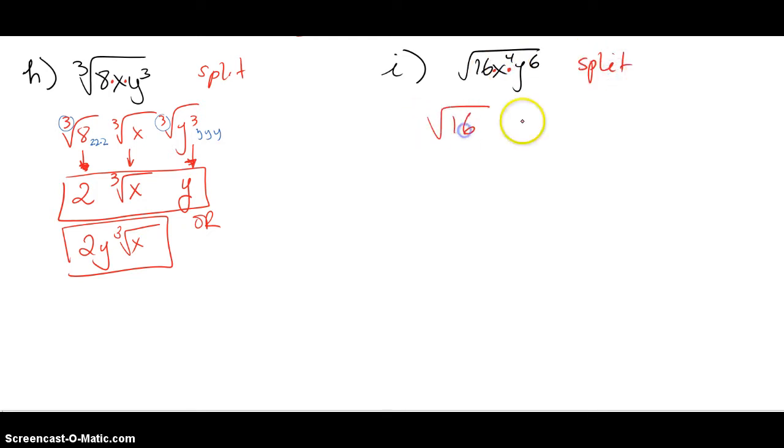Part I, again I have 3 things multiplied, so I'm going to split them up. I have square root of 16, square root of x to the 4th, square root of y to the 6th. We know this one is going to pop out a 4. For the second one, I need 2 identical items multiplied, so it looks like I have x squared and x squared, and for every 2, because it's a square root, 1 pops out.